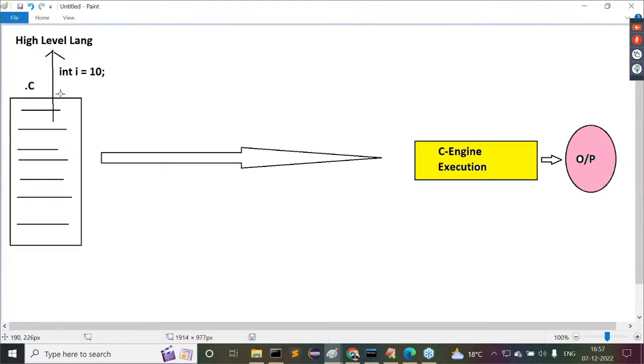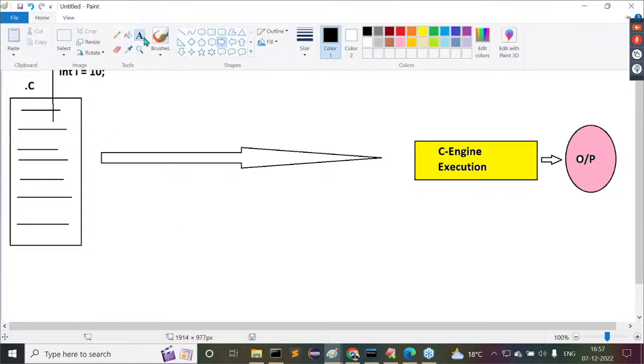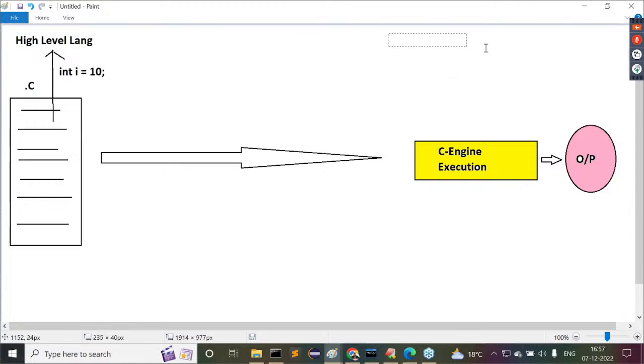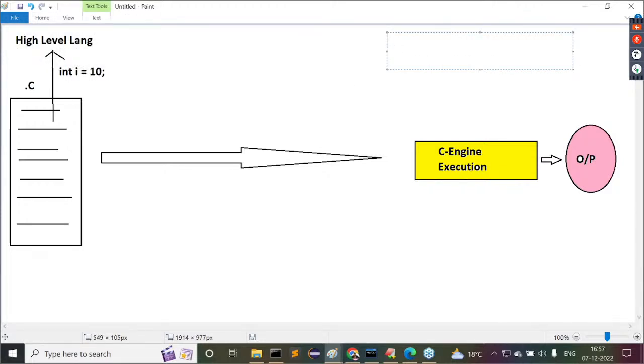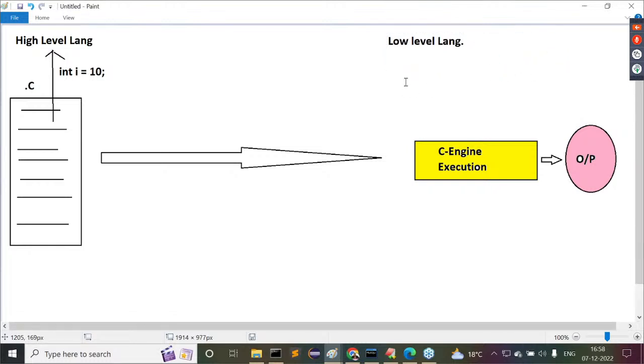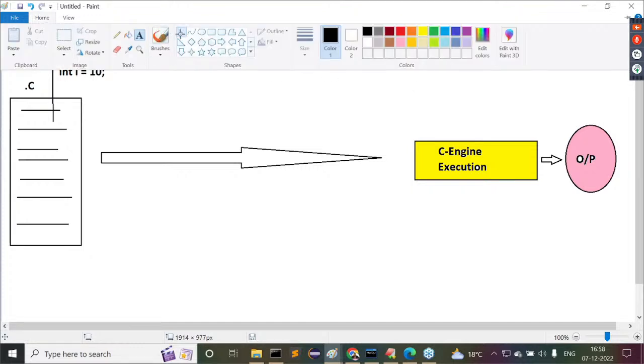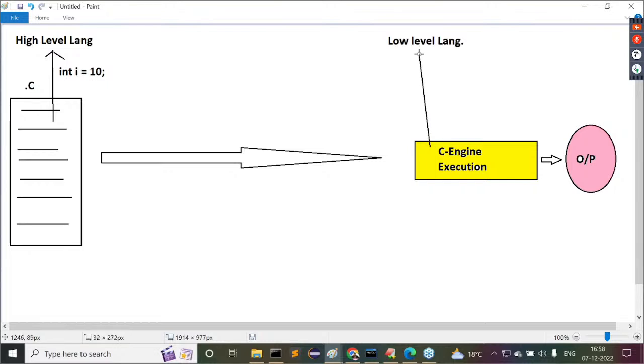Clear? Let's understand one more point. The C engine is able to understand low-level language code. It is not understanding high-level code. First of all, the C engine is not a human being. The C engine is a machine. That machine is able to understand only machine level code, machine language code. That machine language code is what we call low level code.